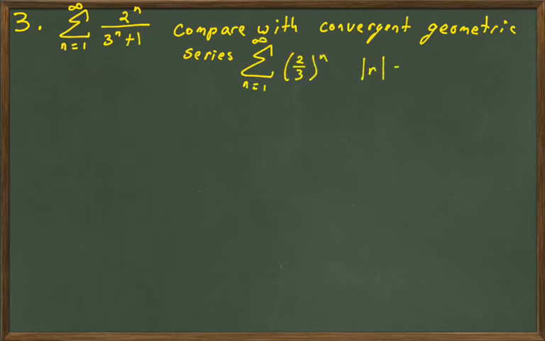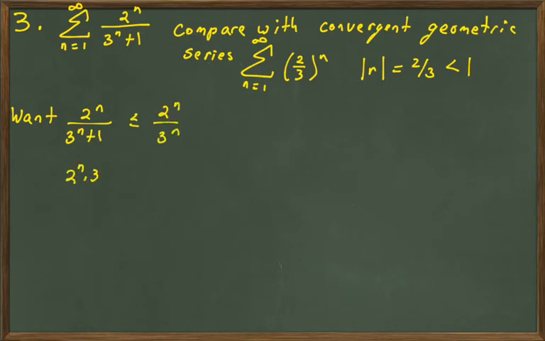Your common ratio in absolute value is 2/3, and that's less than 1, and so that's when we have convergence with the geometric series test. So if we want to show convergence with the comparison test, we need to show that what we're comparing to is larger. So what we want is the 2 to the n over 3 to the n plus 1 to be less than or equal to 2/3 to the n, which is the same as 2 to the n over 3 to the n. You can cross multiply. So you have 2 to the n times 3 to the n, less than or equal to 2 to the n times the quantity 3 to the n plus 1.